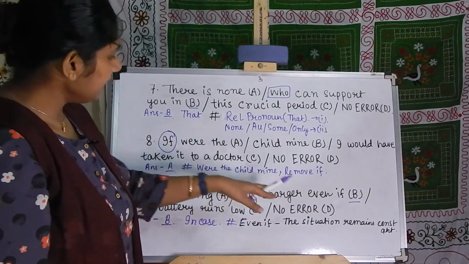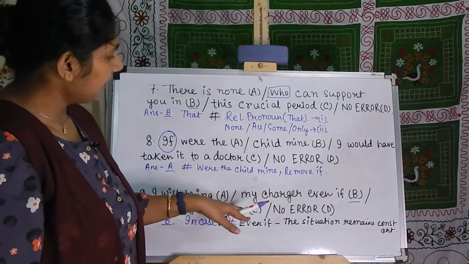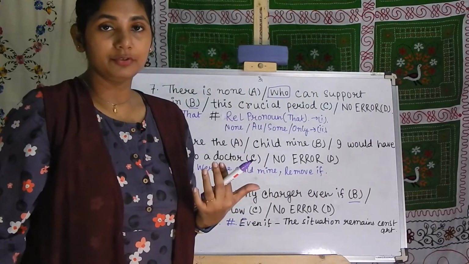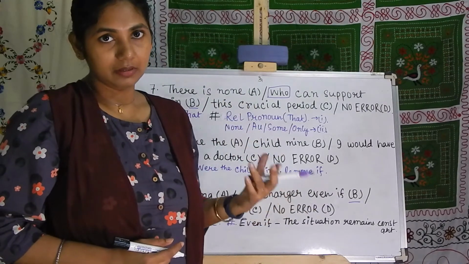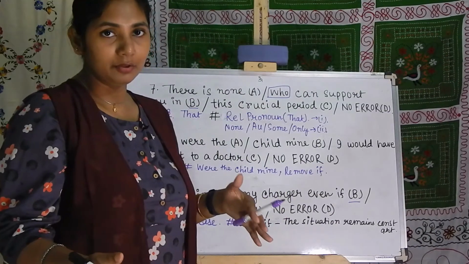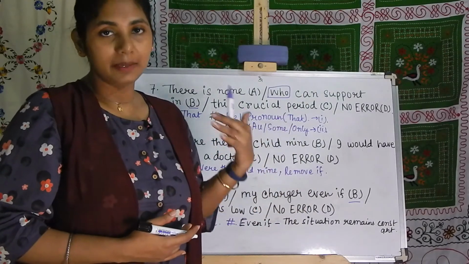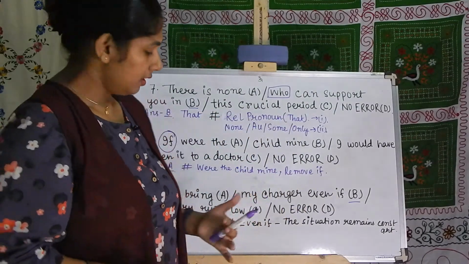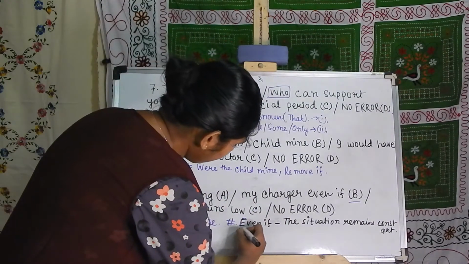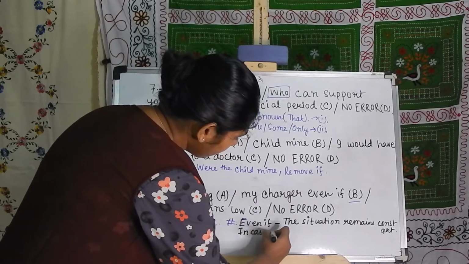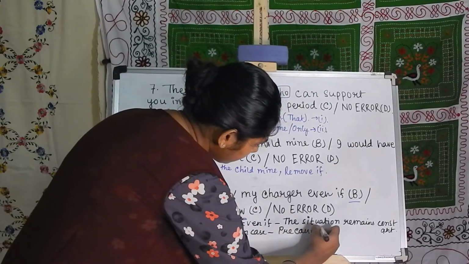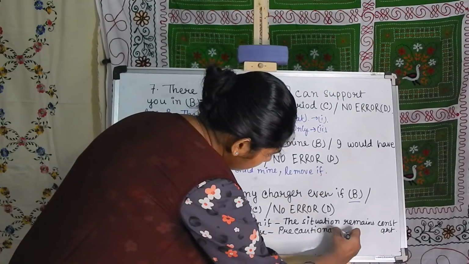But if you write in case here, I will bring my charger in case the battery runs low. In case actually refers to a precautionary measure. Here, in case the battery runs low. So, if the battery runs low, that's why I am carrying my charger with me. So, in case refers to the precautionary measure, the precautionary step.